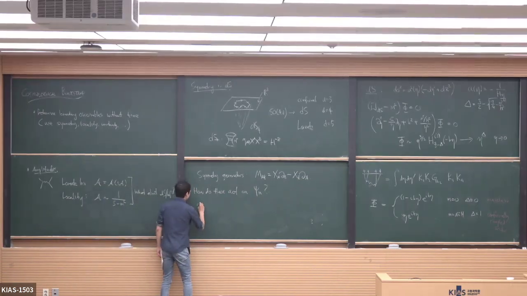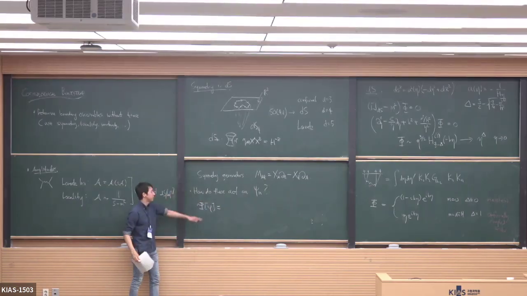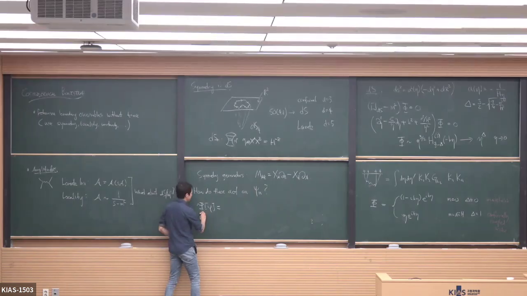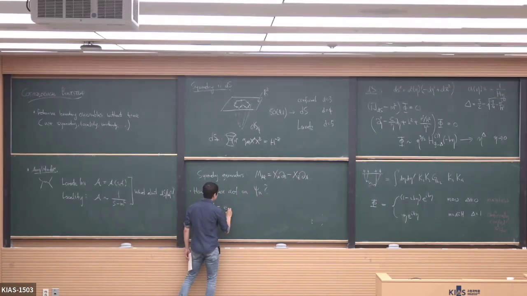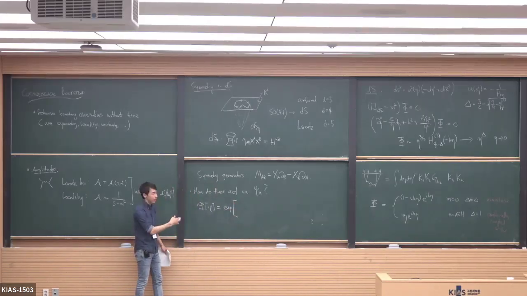So let's go back to the definition of these wave function coefficients. These wave function coefficients appear when you expand the wave function psi, which is a function of this boundary profile phi. It was given by taking e to the i times the classical action.